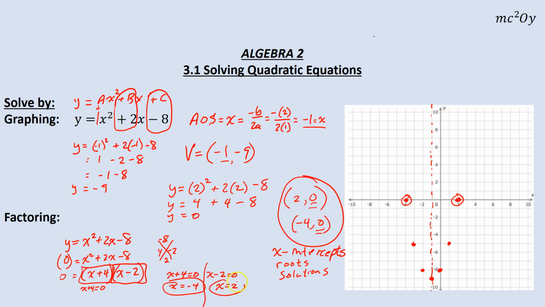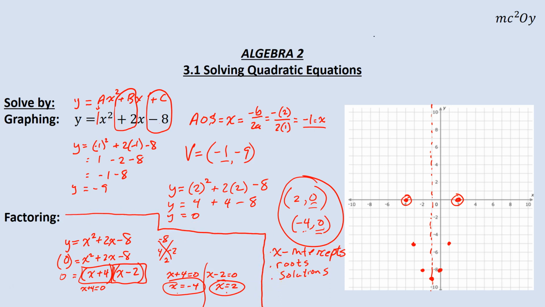Those are my solutions, and remember, it was when my output was 0, and it gives me the same thing that I had here: x equals -4, x equals 2, or 2, 0, and -4, 0. So two different ways to solve. You have your factoring and you have your graphing.